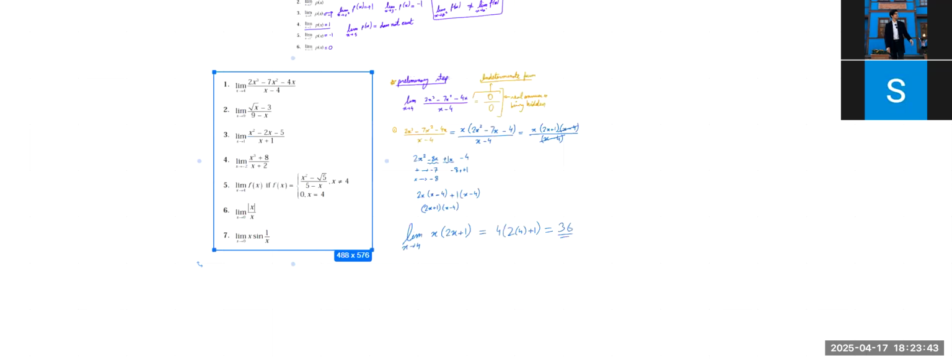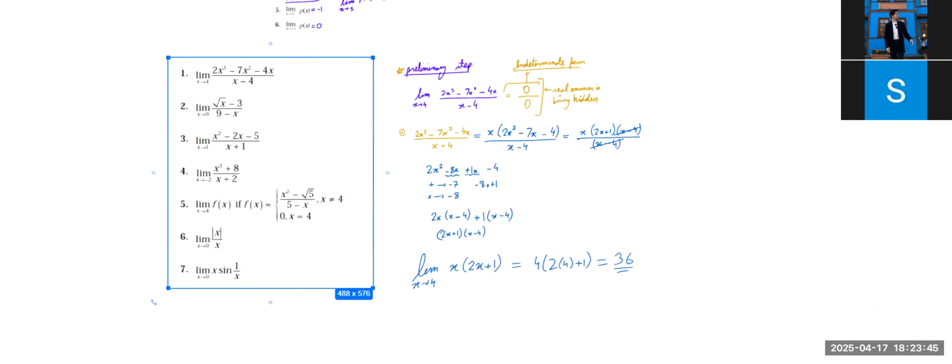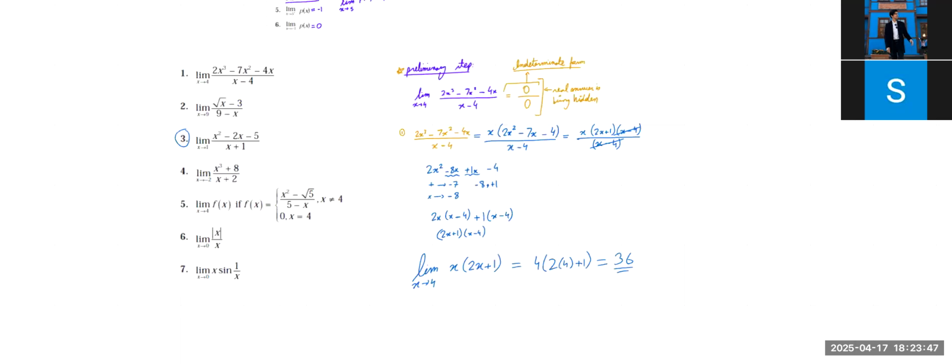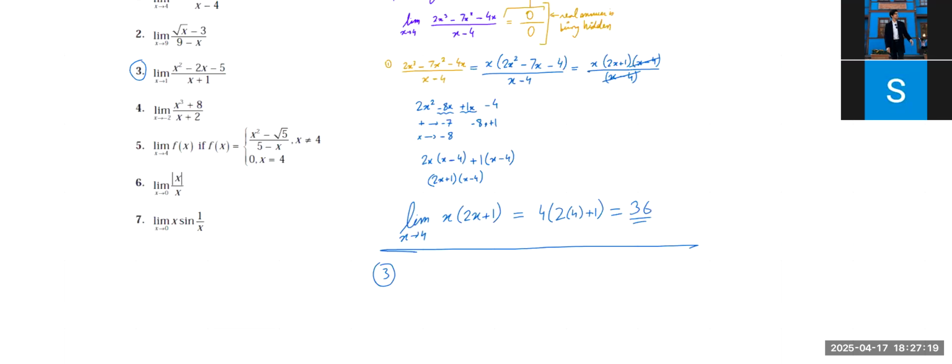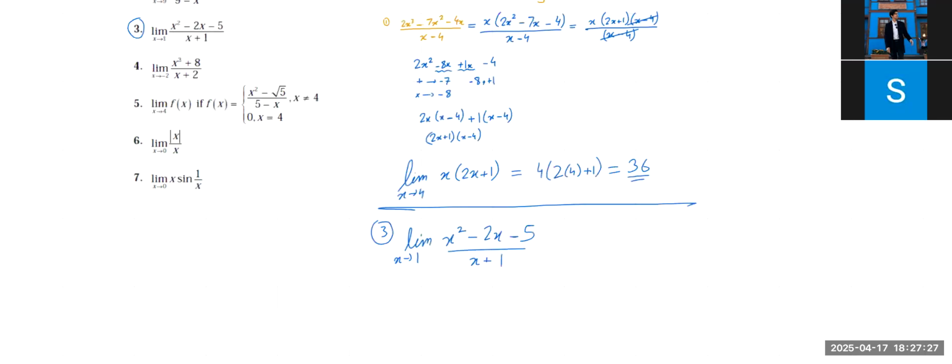Okay, so now I want you to try to do question 3. Try that on your own, work through it, and tell me what you get. We have the limit as x approaches 1 of x squared minus 2x minus 5 over x plus 1. I'm going to quickly factorize, one second.